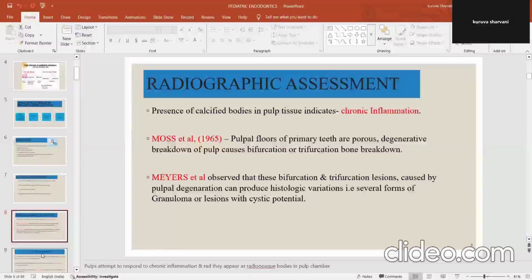Just because the patient is having pain, we should not do the pulp therapy and complete it fast. The radiographic assessment should be there before we start any treatment plan.